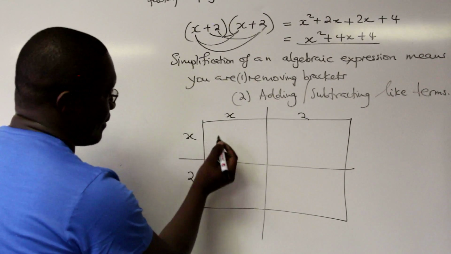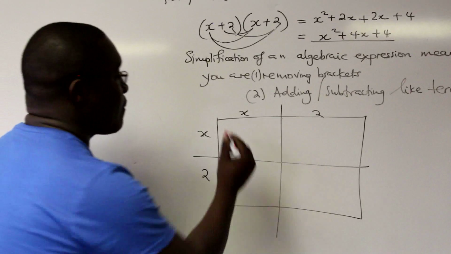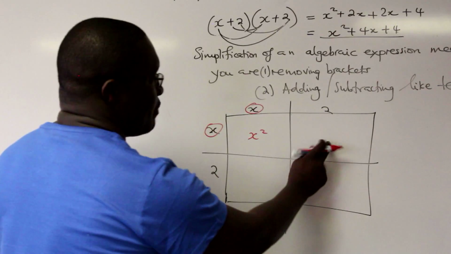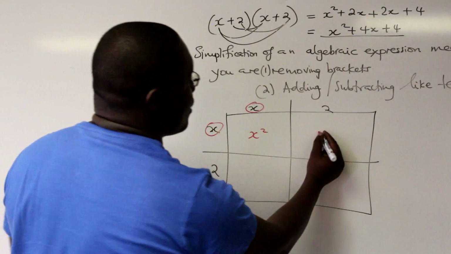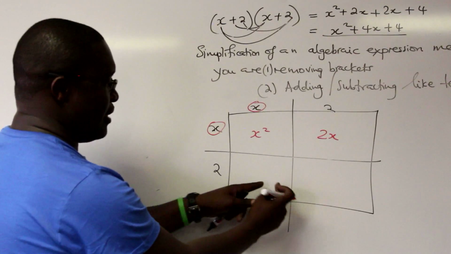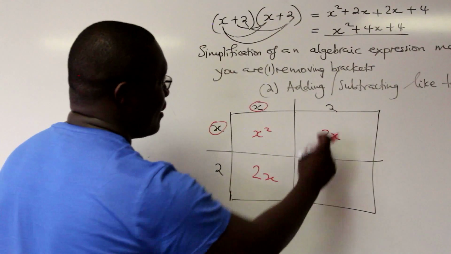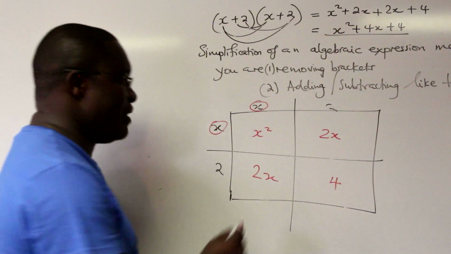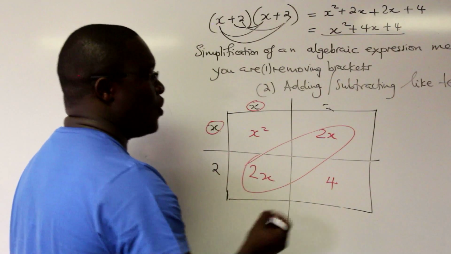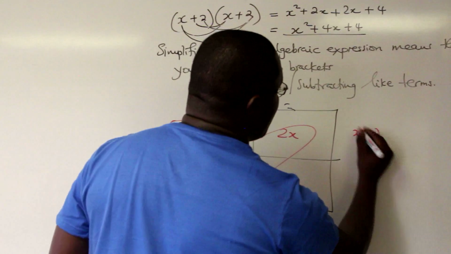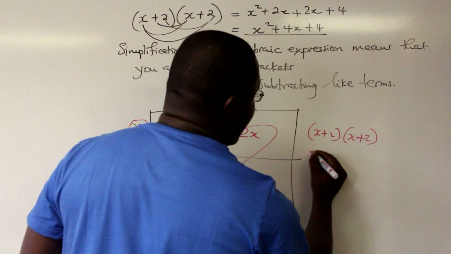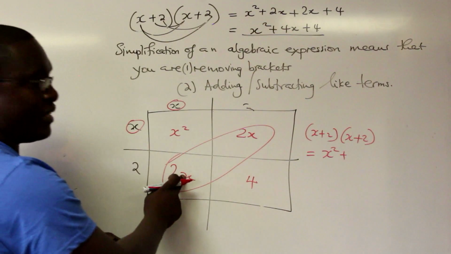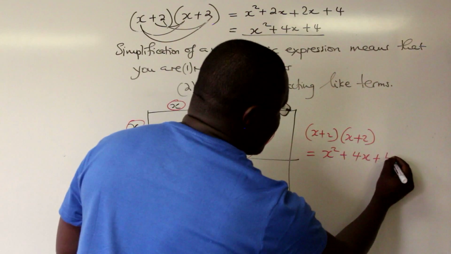So x times x: this x here times this x will give you x squared. Then you go into this bar, 2 times x is 2x. Then this one and this one, 2 times x is 2x again. 2 times 2 will give you 4. Now it's just a matter of adding the two like terms. So x plus 2 times x plus 2 is equal to x squared plus 2x plus 2x, which is 4x, plus 4.